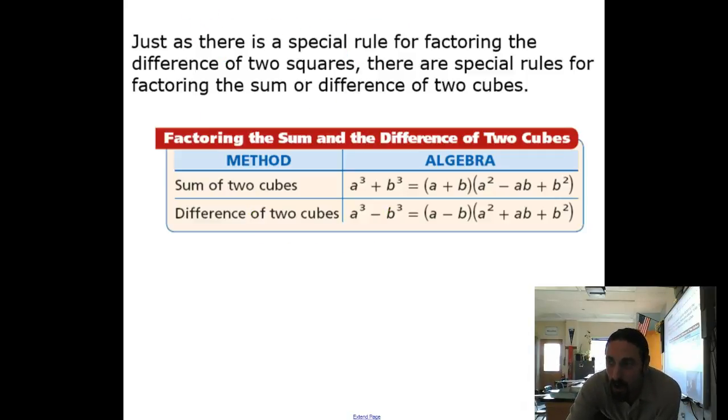So just as there are special rules for differences of squares, there are special rules for factoring the sum or difference of 2 cubes. I think it's really important that you get this in your notes.